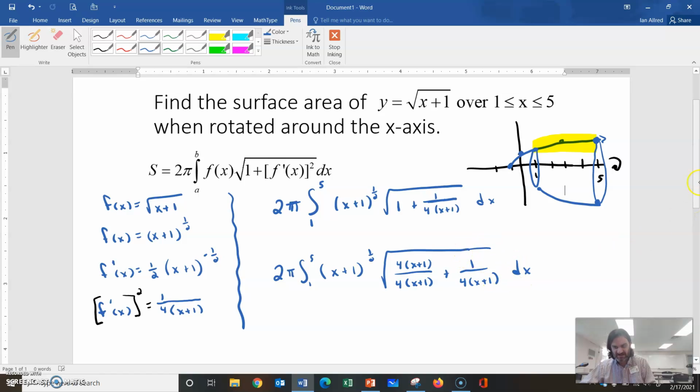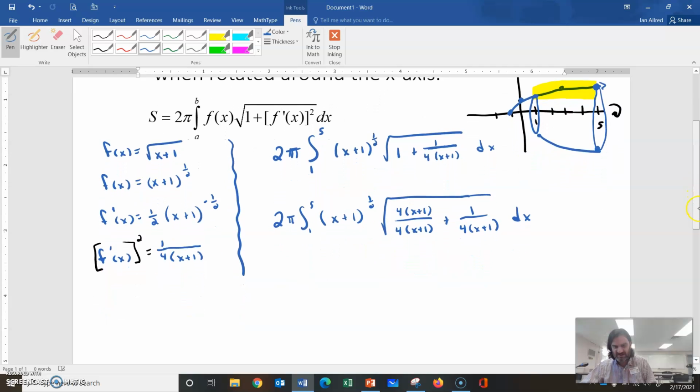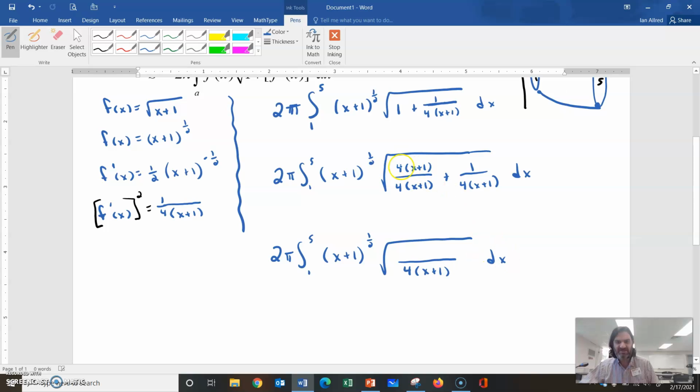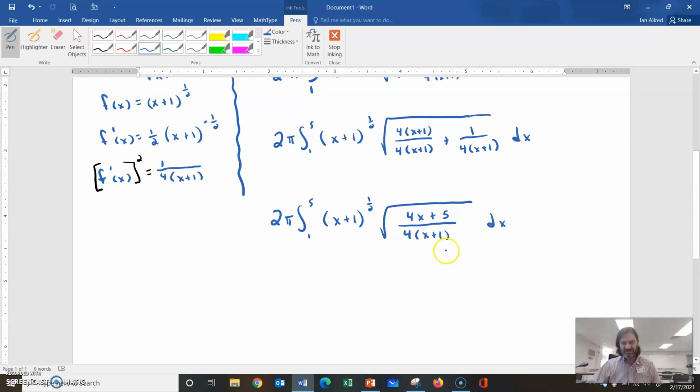And that's a dx. Okay. We're just going to need some room for this problem, so I'm going to rewrite it again. It's 2 pi from 1 to 5 of x plus 1 to the 1/2. I'm going to have the square root here. And now I've got a common denominator, so on the bottom it'll be 4 times x plus 1. Now up top I'll have 4x plus 4 plus 1, so it'll be 4x plus 5. That may seem a little worrisome, but let's see what happens as we try to continue this thing.